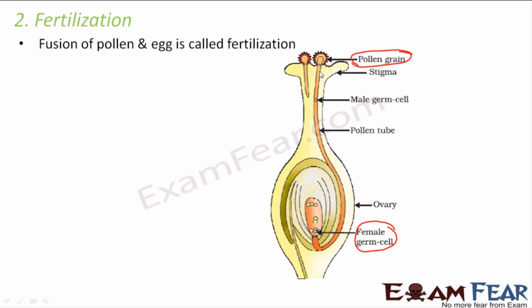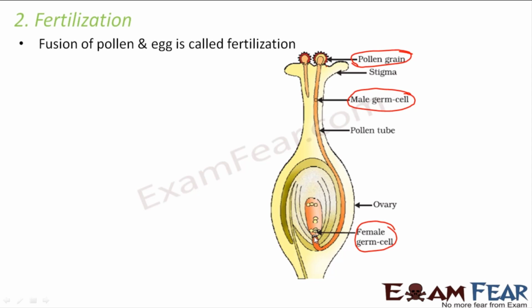Now this pollen grain will form a pollen tube. You see there is a tube-like structure passing through the style. This is the style, and this orange colored tube is the pollen tube. So this pollen tube will carry it to the ovule. The male germ cell, or the male gamete, present inside the pollen grain will travel through this pollen tube and reach the ovary. Not only the ovary, it will reach the ovule, and then here it will reach.